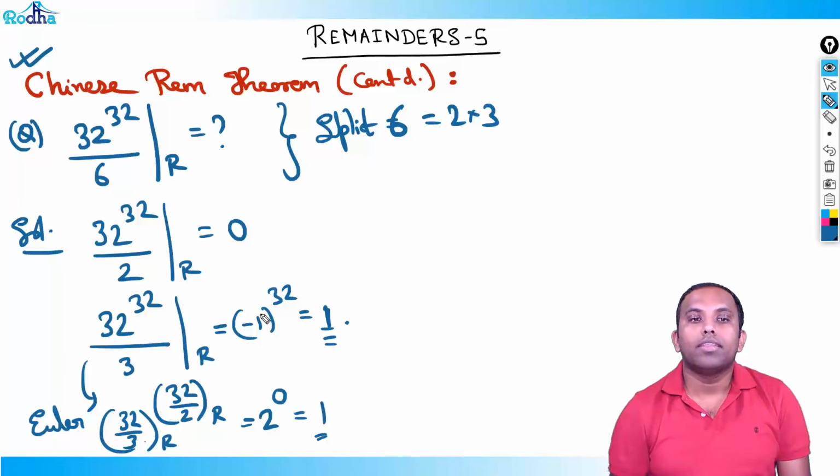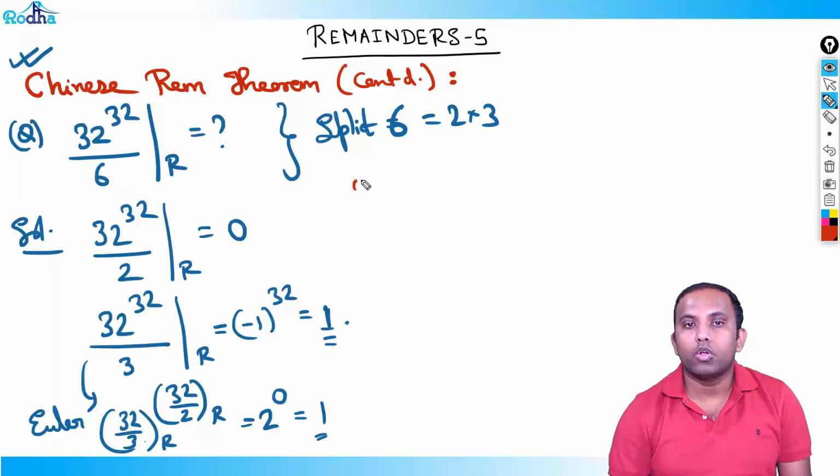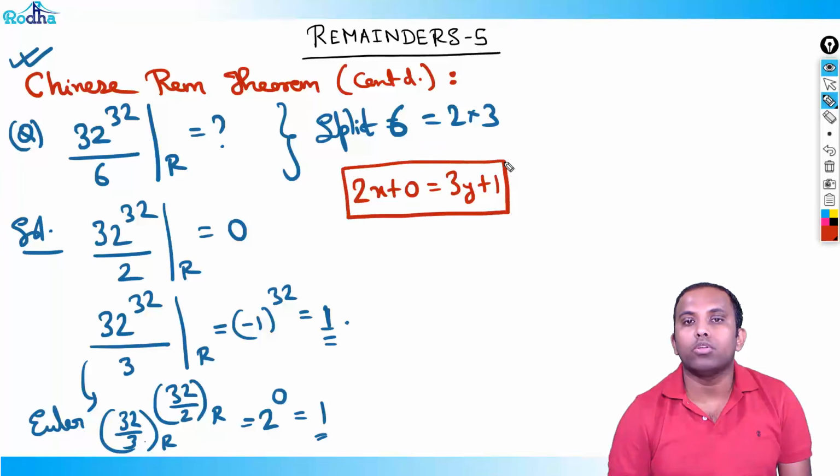No issue. That means how did you get the equation here? A number when divided by 2 has remainder 0, and the same number when divided by 3 has remainder 1. So you write 2x plus 0, and the same number is equal to 3y plus 1. I told you in the last video that the first number satisfying this condition would be my answer. Since the numbers 2 and 3 are quite small, I can do it by trial.